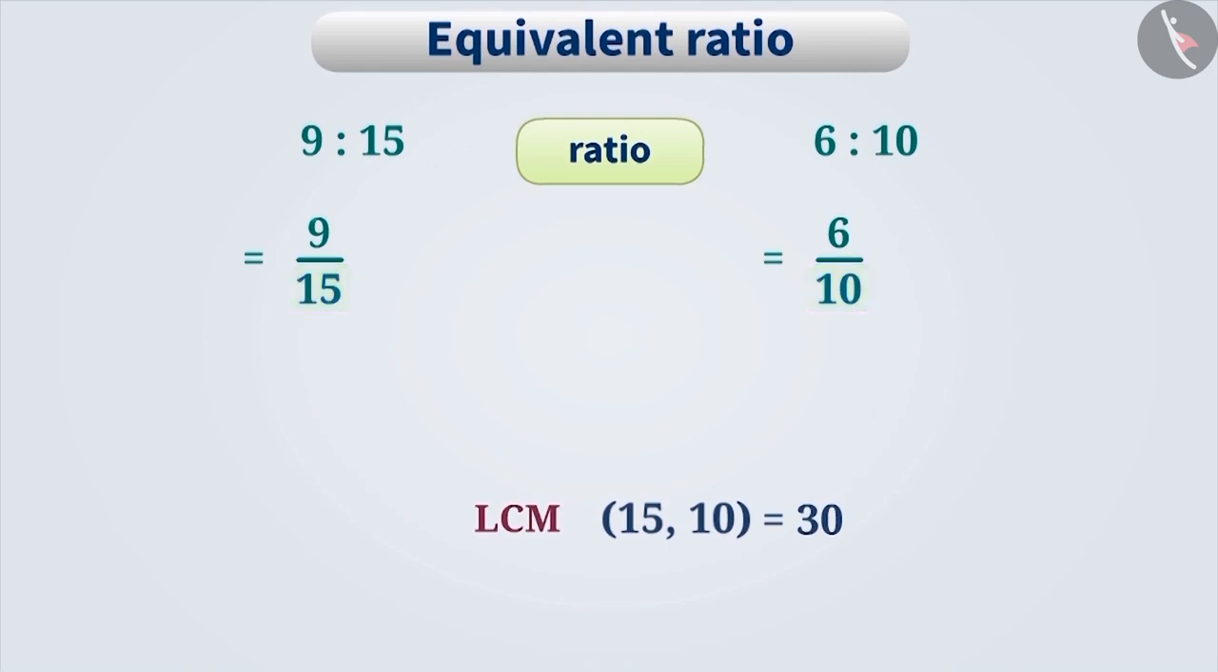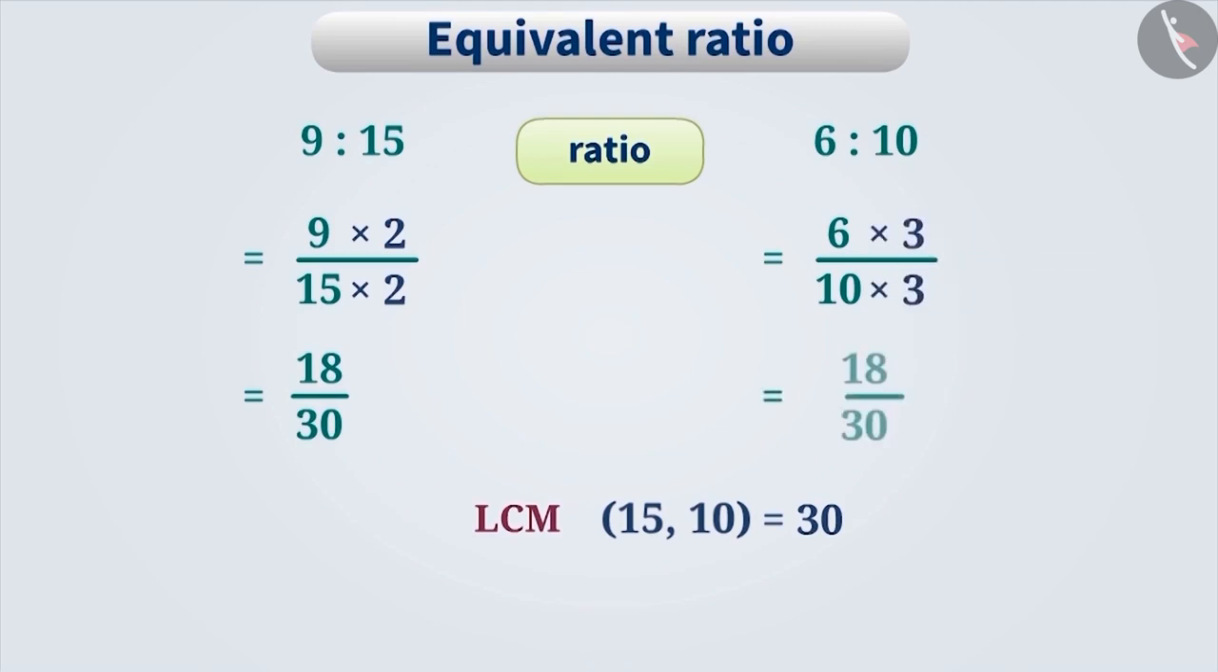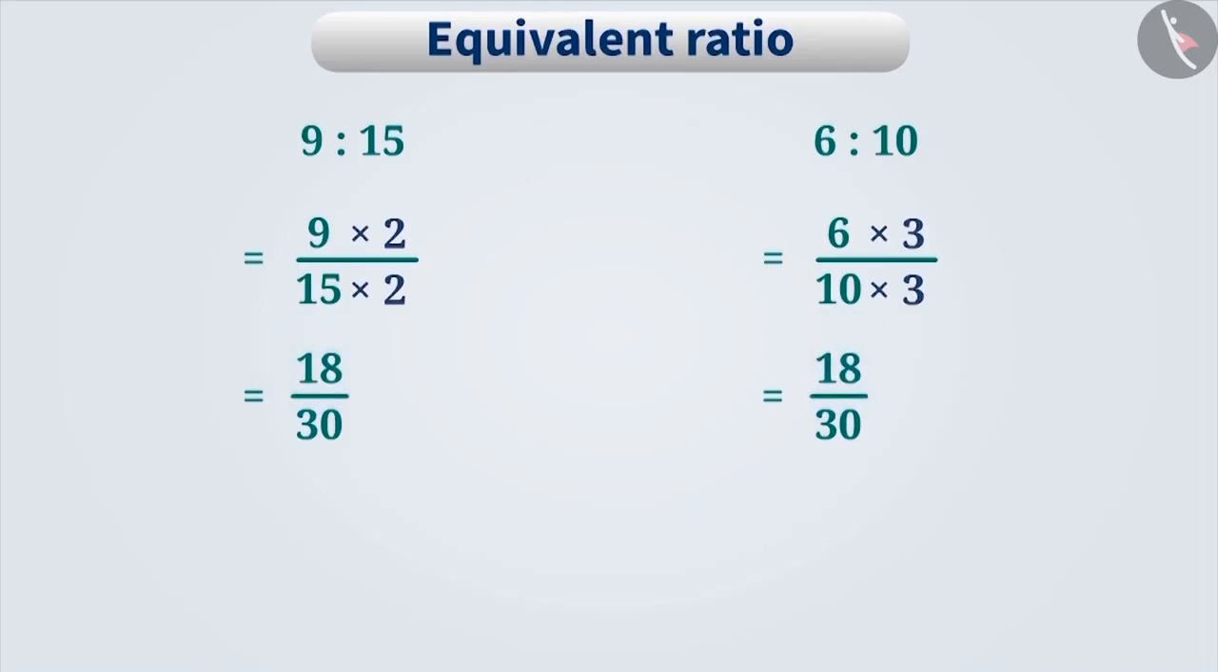To make the denominator of 9 by 15 as 30, multiply both the numerator and the denominator of the fraction by 2. This will give us the new fraction as 18 by 30. Similarly, multiplying the numerator and the denominator of the fraction 6 by 10 by 3 will give us the new fraction 18 by 30. By doing so, both the fractions become 18 by 30. When the denominators are the same and the numerators also become the same, they are called equivalent fractions. Like here, 9:15 and 6:10 are equivalent ratios.